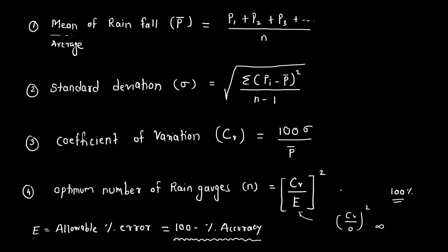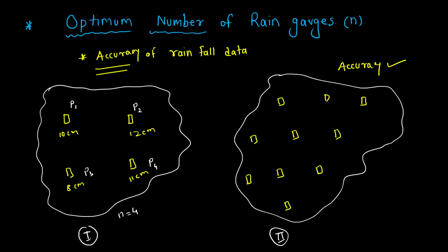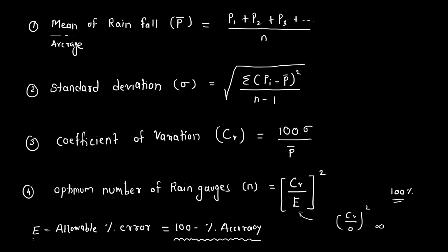That means the number of rain gauges which has to be present in the particular area to get 100% accuracy is infinite. The number of rain gauges required is infinite to get 100% accuracy. Generally we don't go for 100% accuracy. Based on the percentage accuracy which is required, it will be given in the problem. So you substitute it here, and from that you will get the value of optimum number of rain gauges. Okay, I hope it is clear now.